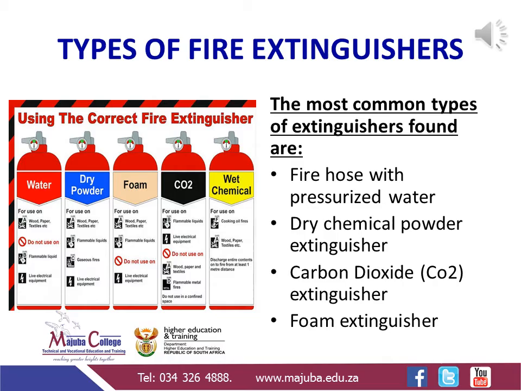Using the wrong type of extinguisher on a fire may cause further damage to the building, and it may result in serious injuries to yourself and others. Students, we are now going to look at the types of fire extinguishers. The most common types of extinguishers found are fire hose with pressured water, dry chemical powder extinguisher, carbon dioxide extinguisher, and foam extinguisher. The explanations of these types of extinguishers are found on page 107 of your textbook.